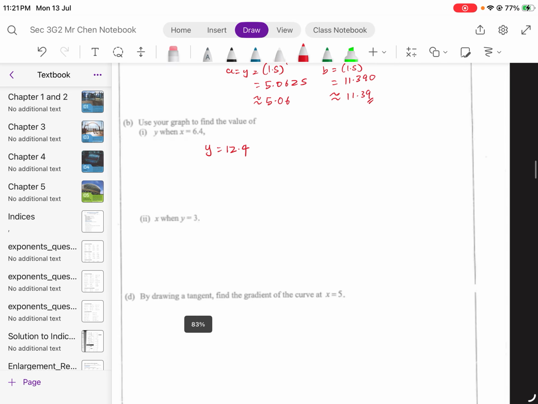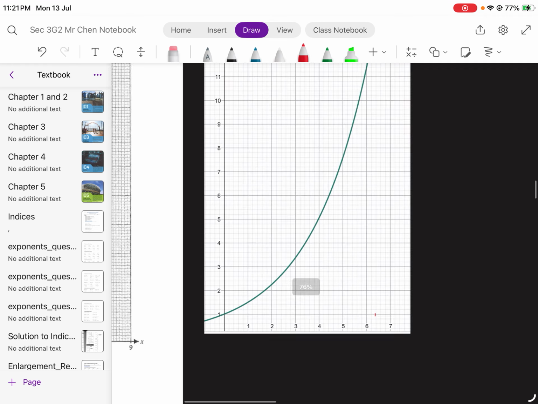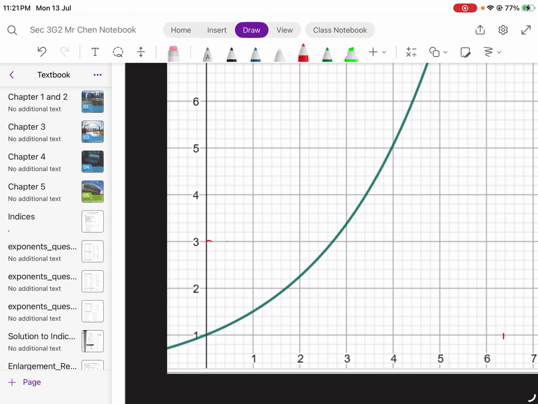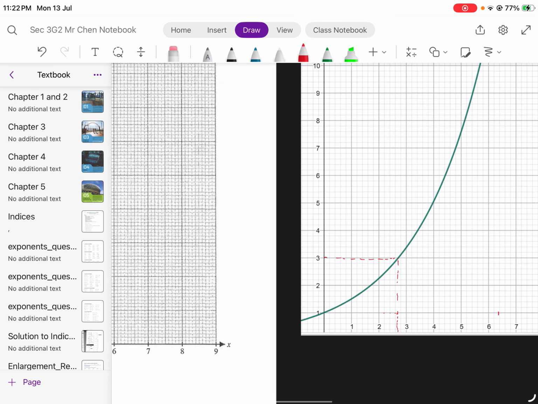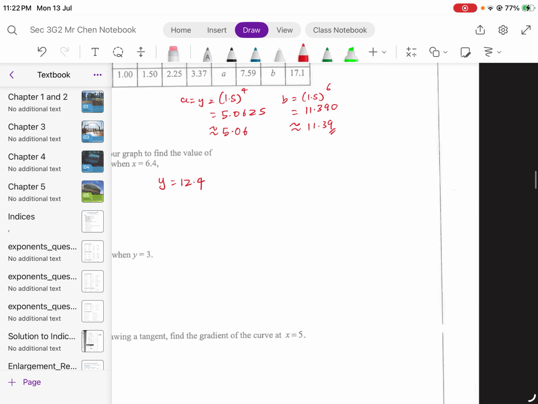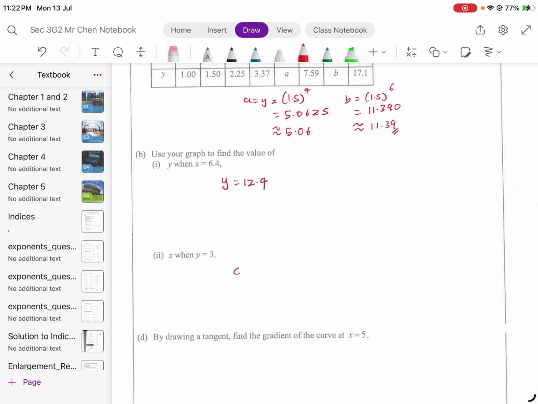But we can check x when y equals 3. So when y equals 3, you notice it goes down midway. It should be around 7.2467. So x equals around 2.6. No, 2.7, sorry. 2.7.